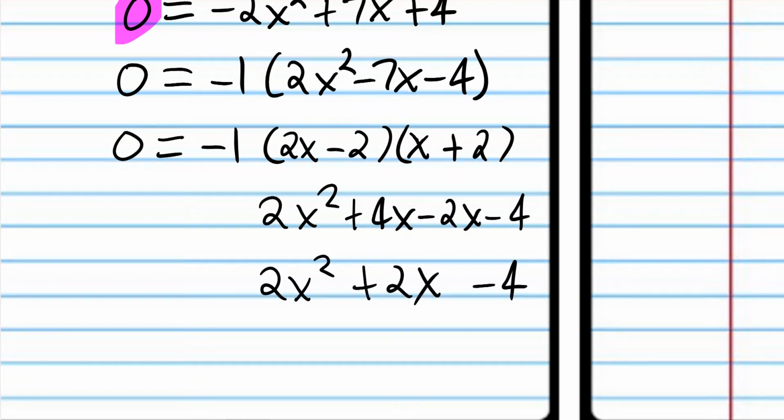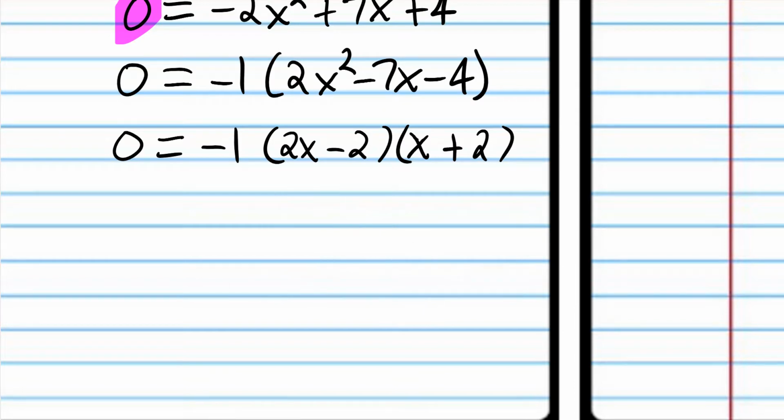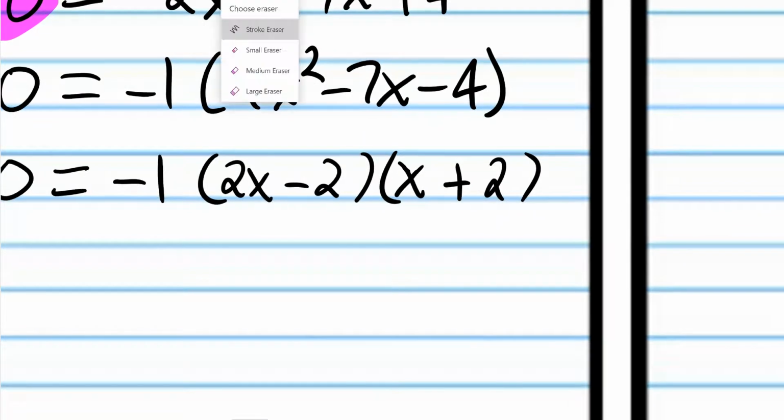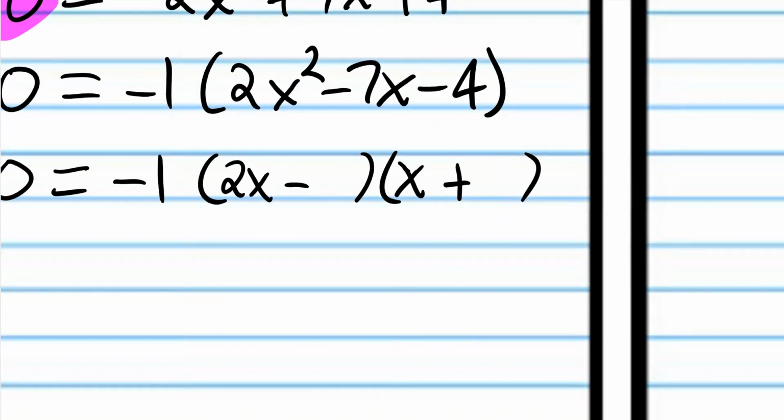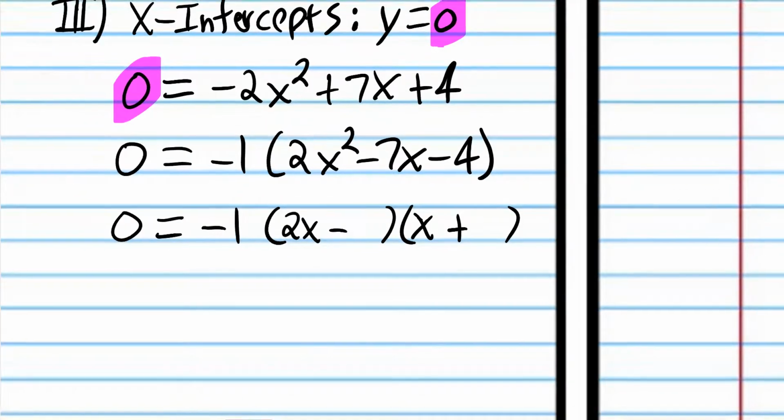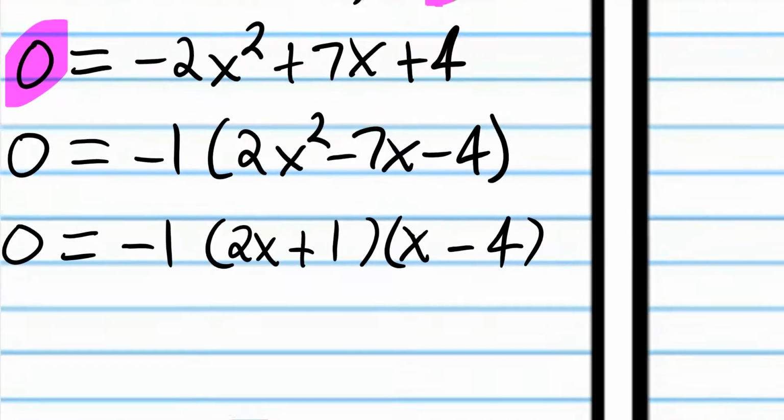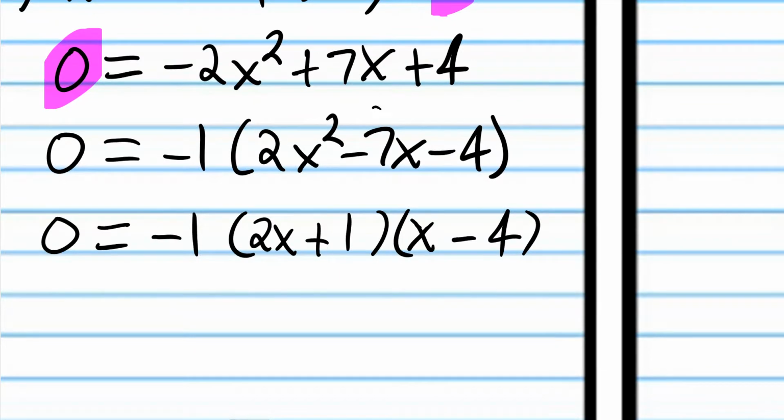So if you try something and it doesn't work, that's okay. Just erase it and try something else. So we tried negative 2 and 2, so the other option, if you recall, was 1 and 4. And I believe the 4 is going to be negative and the 1 is going to be positive. Now, if you try FOIL and you get positive 7, that's okay. You just switch the signs.